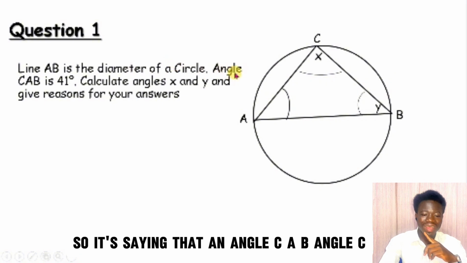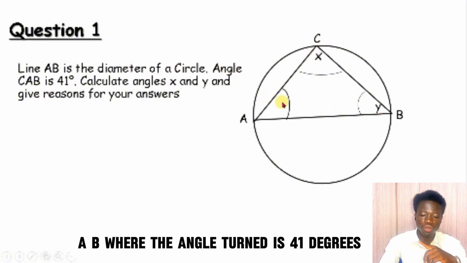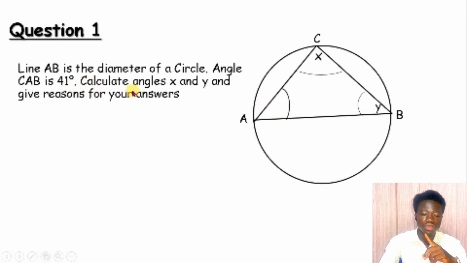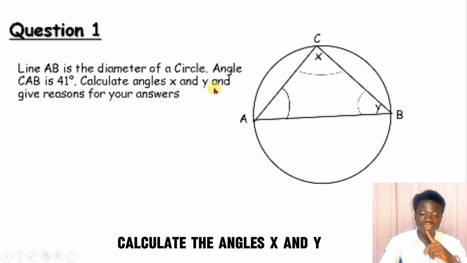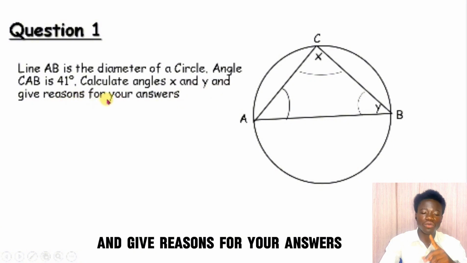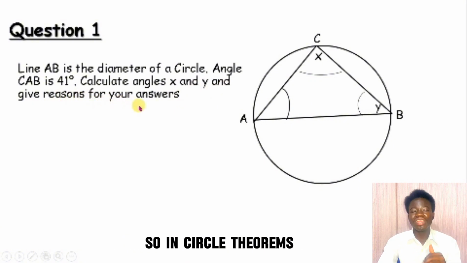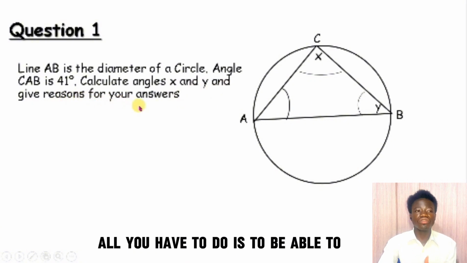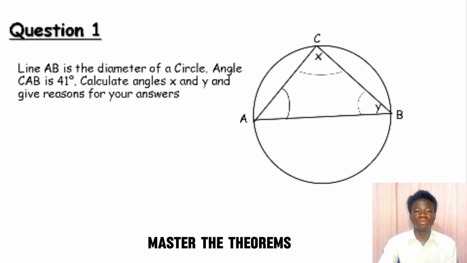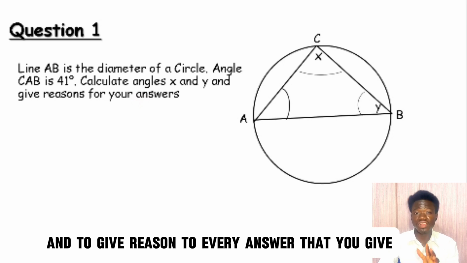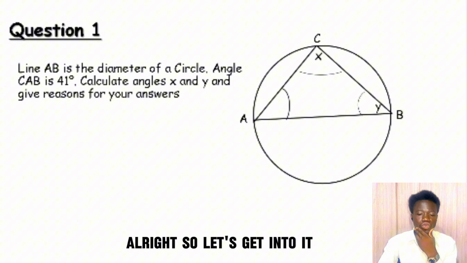So it says that angle CAB is 41 degrees. Calculate the angles X and Y and give reasons for your answers. So in circle theorems, all you have to do is to be able to master the theorems and to give a reason for every answer that you give. Alright, so let's get into it.